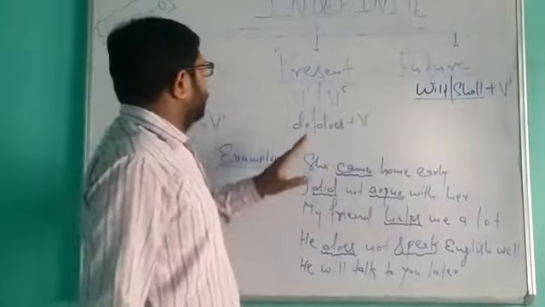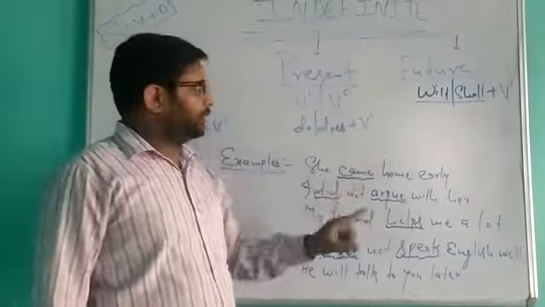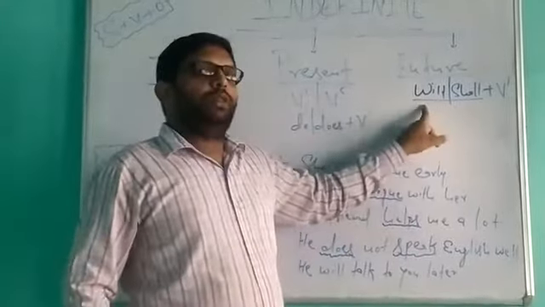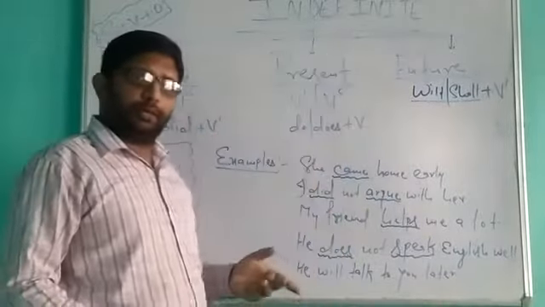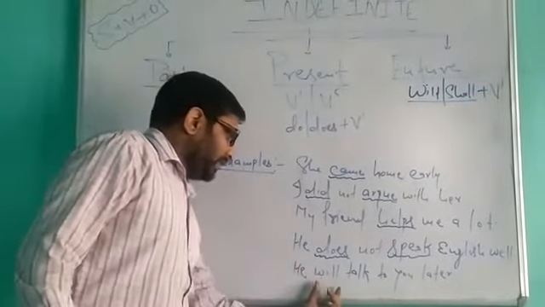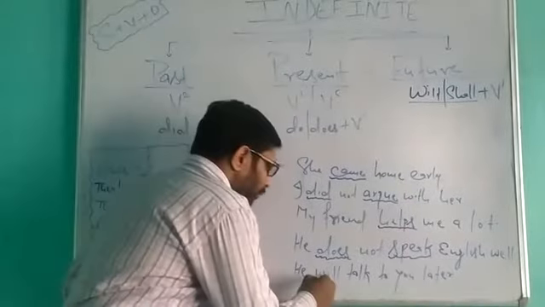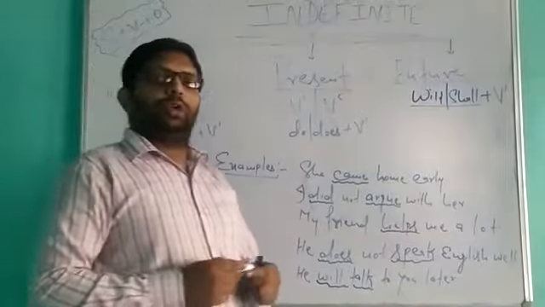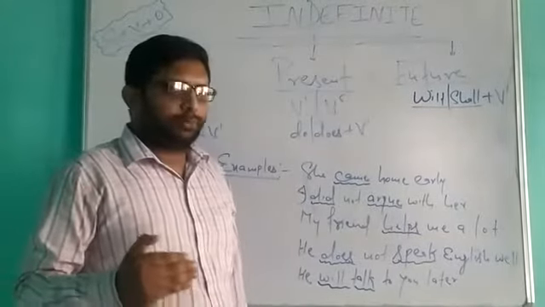So let us move to the next type, that is future indefinite tense. As far as future indefinite is concerned, it's quite simple. Will or shall along with V1 is enough to form a future indefinite tense. As we can see in this example, he will talk to you later. In this sentence, will along with talk makes you aware that the sentence is in simple future or future indefinite tense.